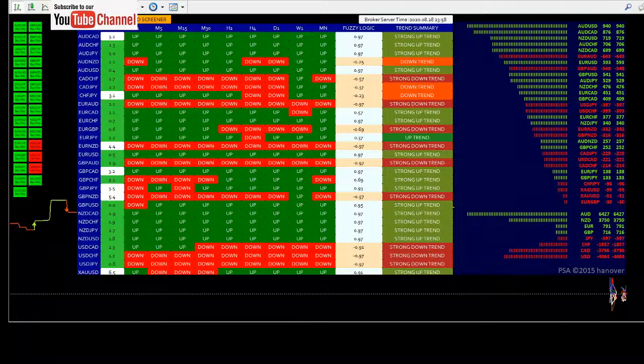Now, let's take a look at other pairs. Let's take a look at Euro USD. Euro USD, I would say we have to wait for this to break if you want to take a trade. So nothing much happening right there.